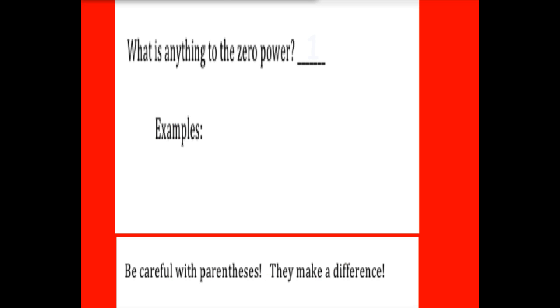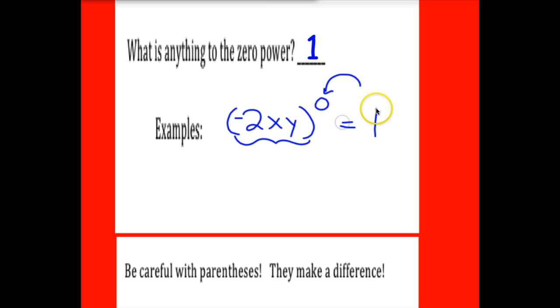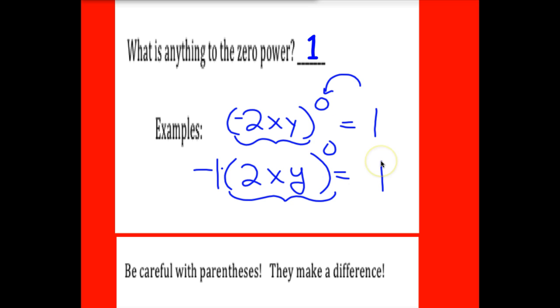So first question is, what is anything to the 0 power? And you better know that by now, that's 1. However, again, we've got to be careful of the two different types of problems you're going to see. As long as it's all in parentheses, anything to the 0 power is 1. However, if I put that negative outside the parentheses, remember that means -1 times. And so really what I've got to do is take all of this to the 0 power and make it a 1, but I had that negative out front.